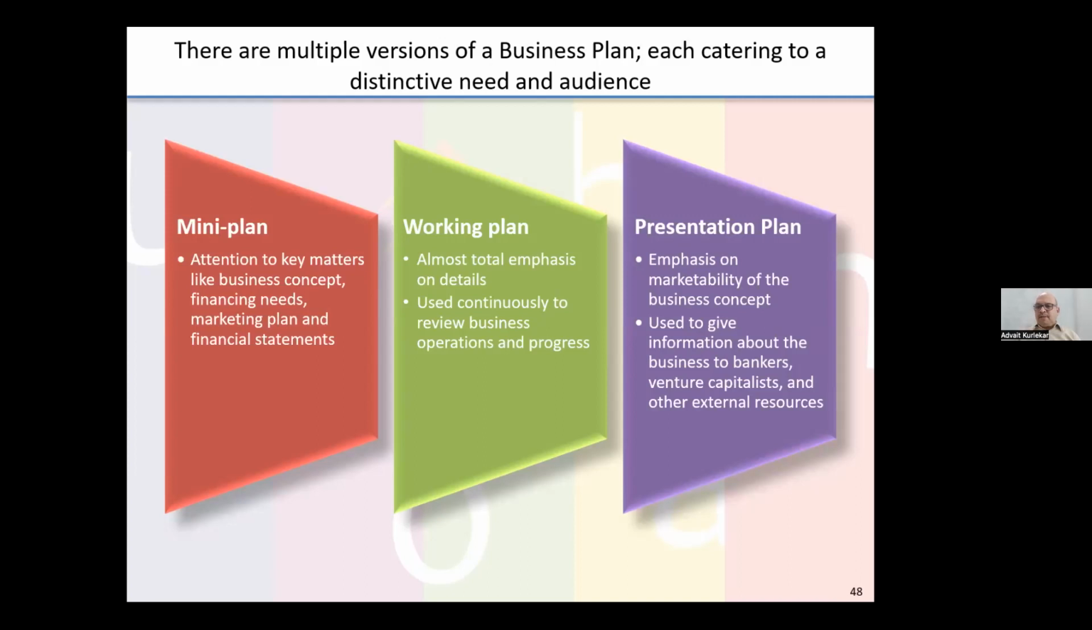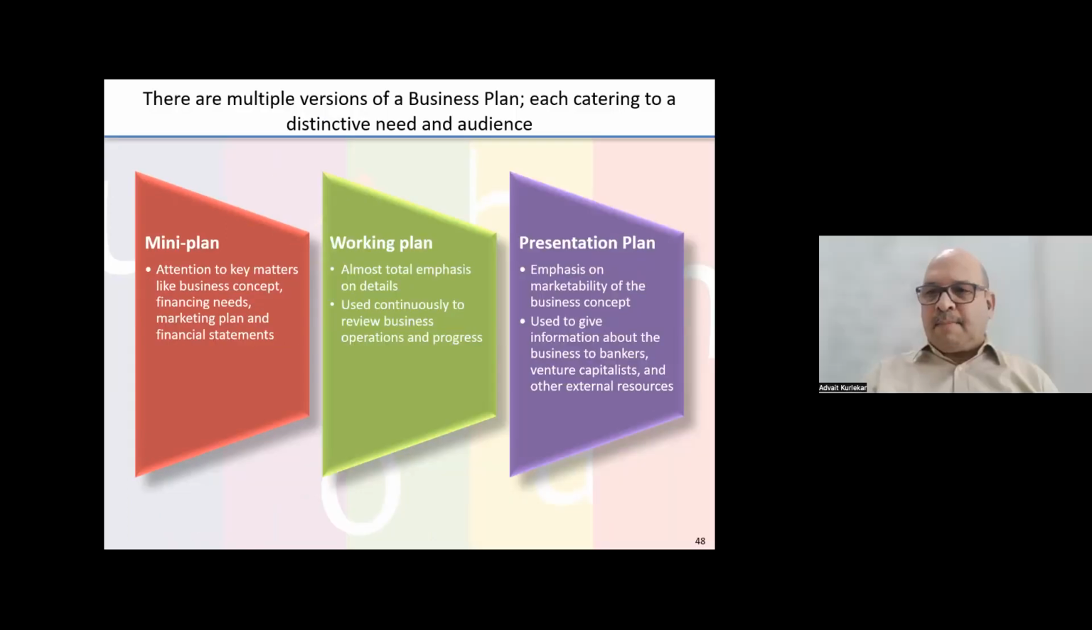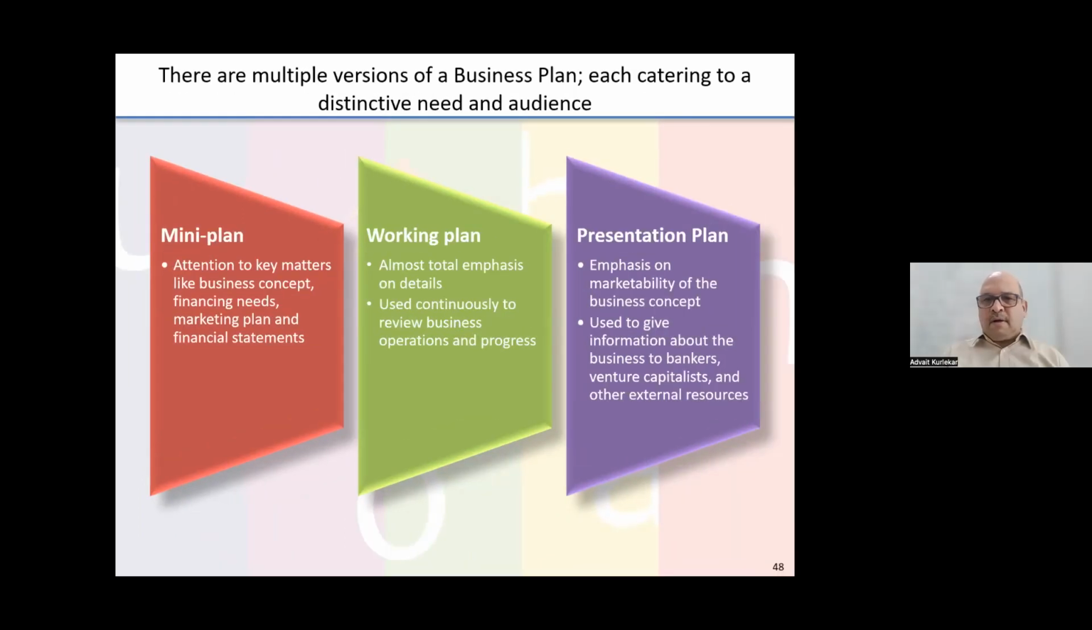So multiple versions does not mean that in one version I'm saying I'll earn $100 next month, and in some other version, I'm going to move that 100 to 500. I'm not saying that. It's just a question of how detailed you want to go. So there is a business plan summary, a mini plan, a basic working plan, and a very detailed plan.